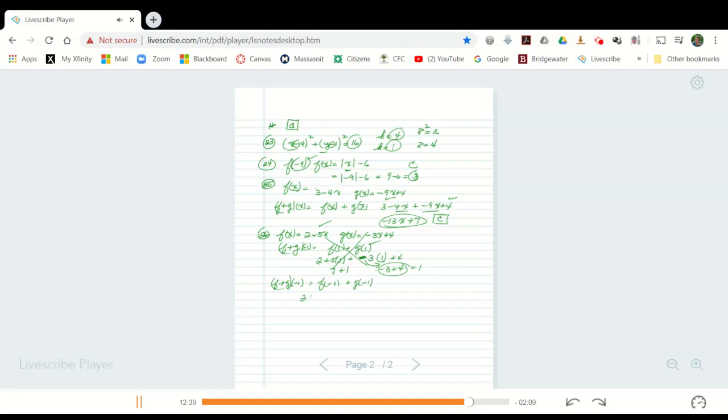27. He's asking us to subtract these two functions. He tells me f of x is 4x minus 5, and he tells me that g of x is equal to 2x minus 4. What does he want me to do? Take the f function, subtract the g function.